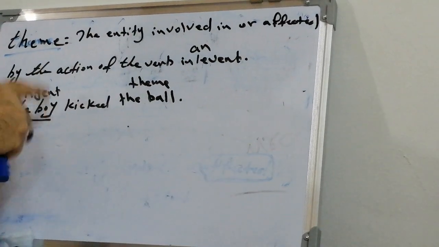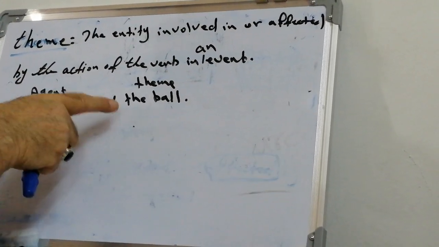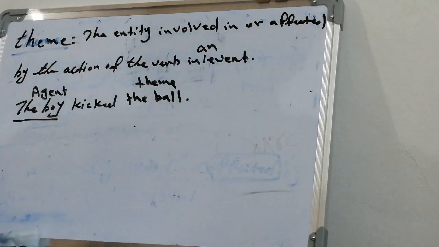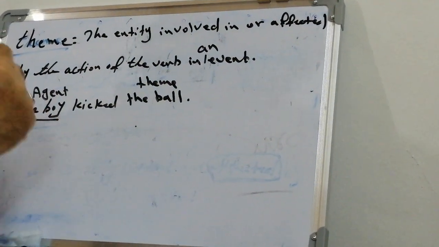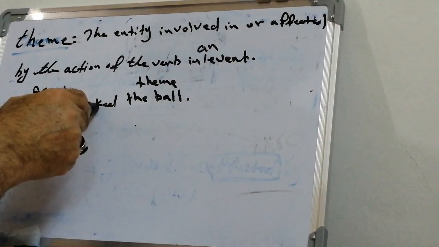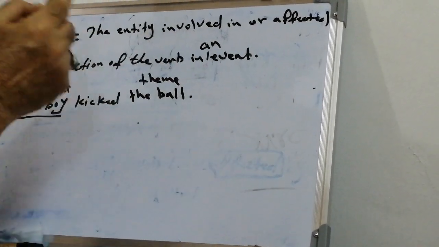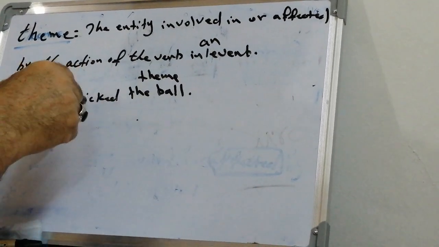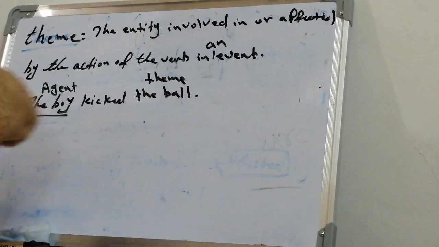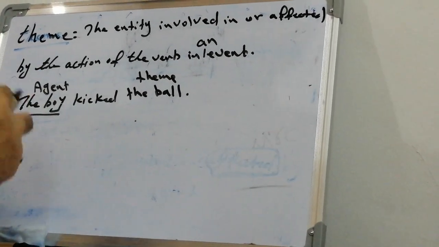So here there's a very interesting point. The agent affects. The theme is affected. The point is that the agent always affects, whereas the theme is affected by the action in the verb, done by whom? By the agent. I hope this is clear, but let me now tell you something.